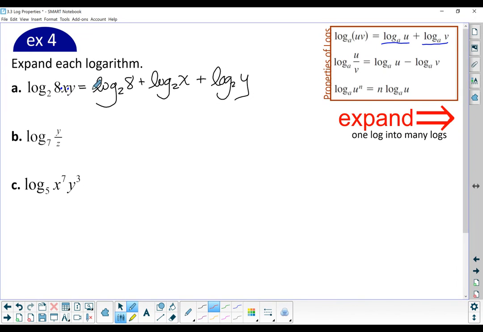Now this first one, you might notice we can actually simplify. Remember, logs are just asking us to think about powers. So this is asking us what power of 2 gives us 8, and that power is 3. So this is actually the same as 3 plus log base 2 of x plus log base 2 of y.